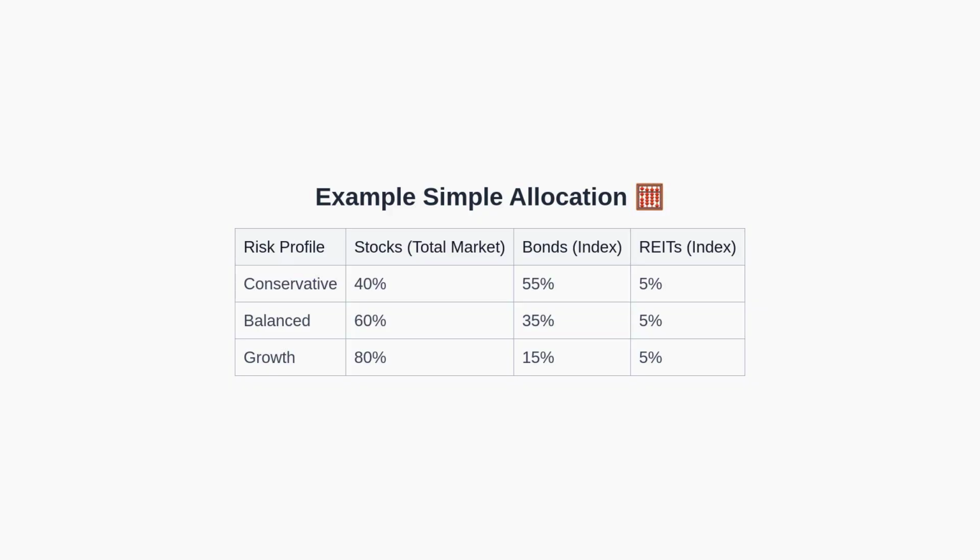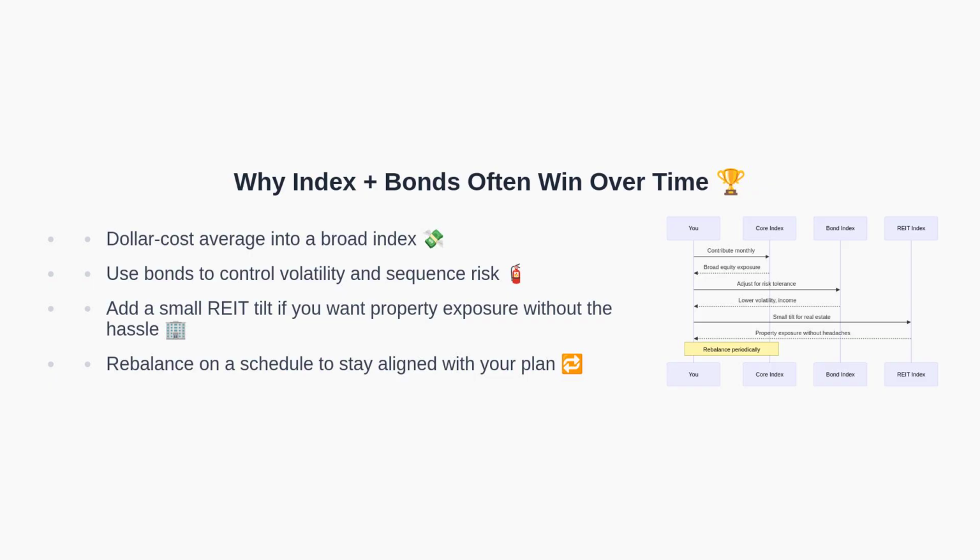Now, let us summarize the entire message with a final visual. This sequence diagram demonstrates a practical system. You contribute regularly to a broad index fund to capture equity growth. You add bond index exposure to control volatility and manage sequence risk. You could include a small REIT tilt to obtain real estate exposure without the operational burden. Periodic rebalancing keeps your portfolio aligned with your risk parameters and goals. With these mechanics in place, let us move to the summary of the entire framework.